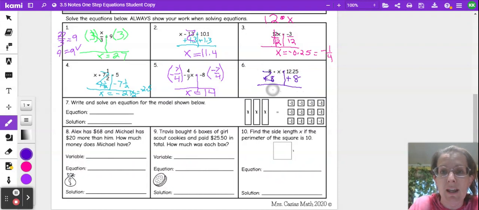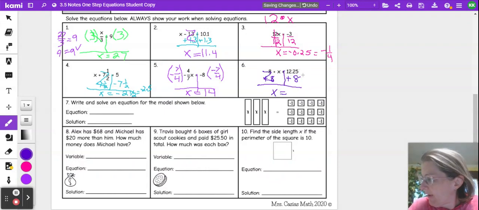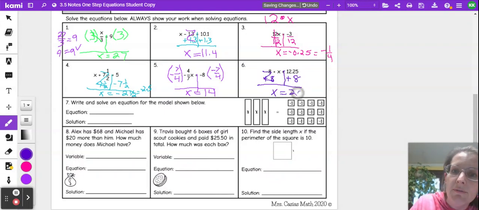That leaves me with just x equals 12.25 plus 8 is 20.25.